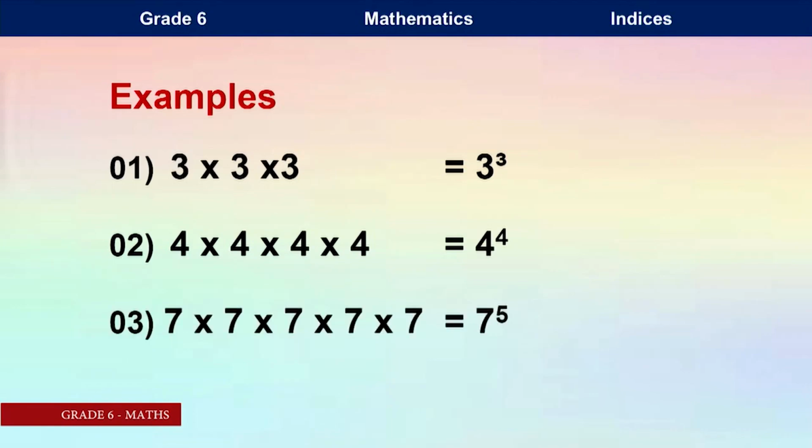Third one, how many 7's are there? 7 is the base, you know that. Then how many times do we have to count it? That is the index. We have to write the index as 5. We have to write 5 as the index and 7 as the base. Here, how to read this? Do you know how to read this? Yes, this is 7 to the power 5.